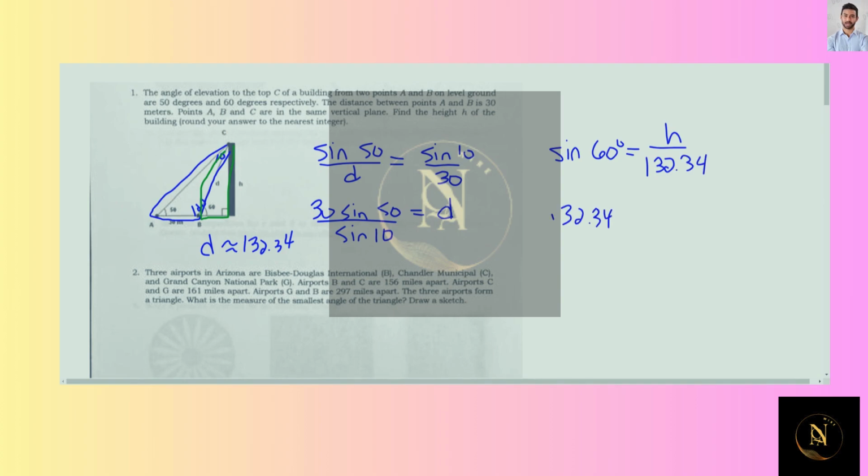Cross multiply: 132.34 times the sine of 60 would be what h is equal to. Go to the calculator and you'll see that's about 114.6, but it does say round to the nearest integer. I'd say the height is 115 meters.